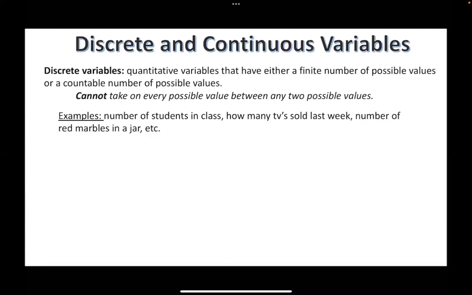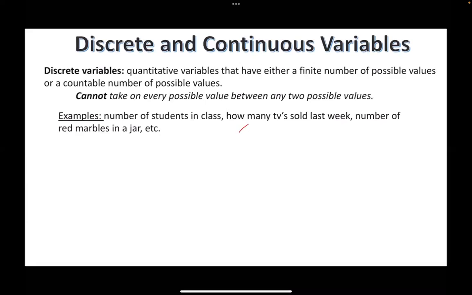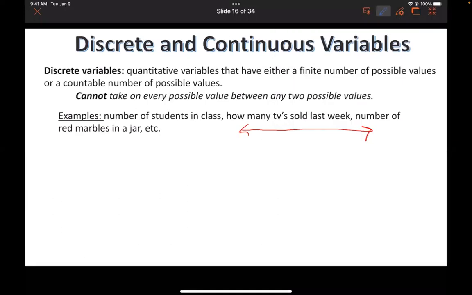Here are some examples: number of students in class, how many TVs sold last week, number of red marbles in a jar. If I was graphing this on a number line, I'm going to make my pretty number line here and change my color because it's fun. It would be dots on a number line. I'd have to lift my pencil to graph every point. It's not going to be continuous all the way through. I wouldn't be able to have this value right here. It's dots on the number line.